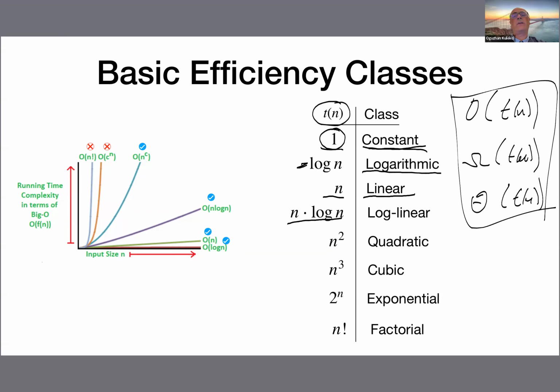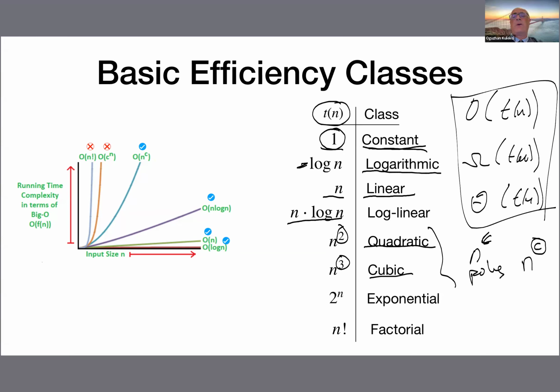A bit worse than linear is n times log n. We call this log linear, and in some books it's linearithmic, same thing. And beyond log linear, polynomial complexity classes start: n to the power of some constant. If that constant is 2, we call this quadratic. If that constant is 3, we call this cubic complexity. But in general, this is called polynomial complexity, with n to the power of some constant.